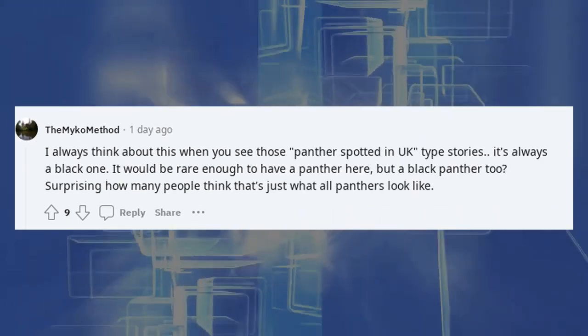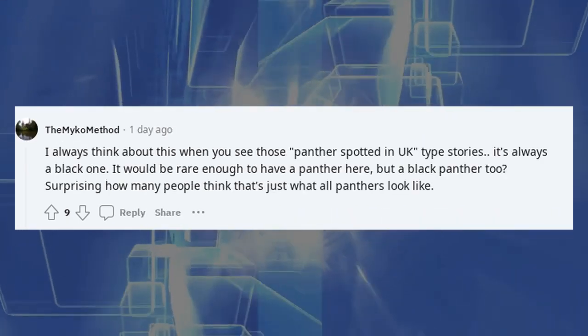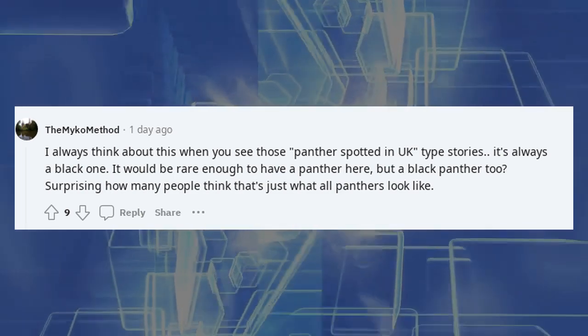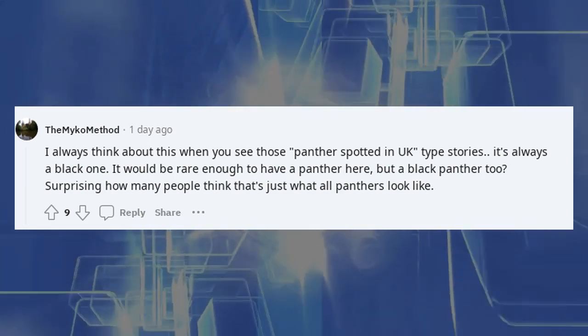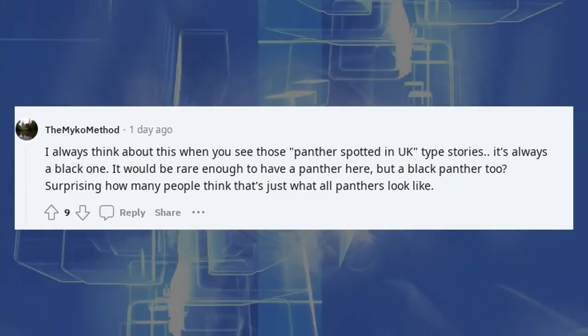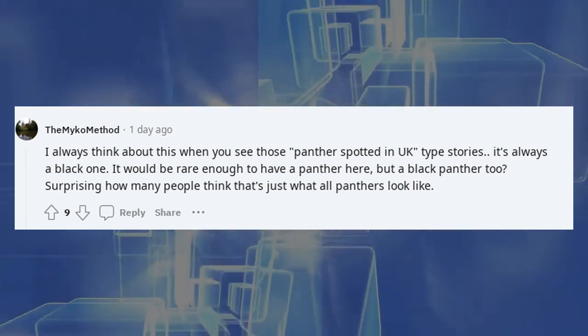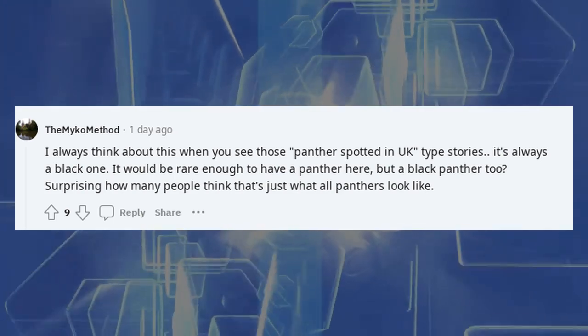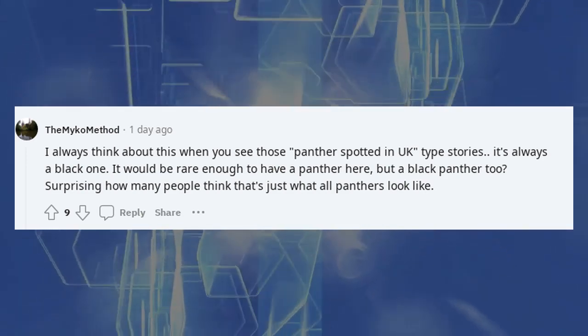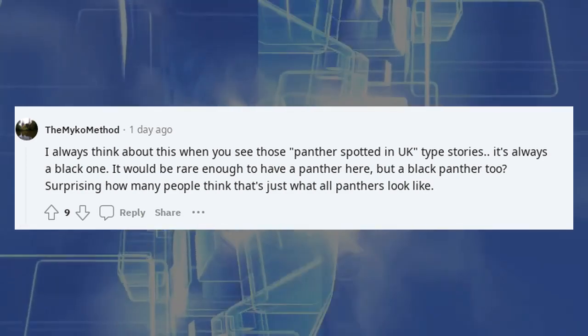I always think about this when you see those panther spotted in UK type stories. It's always a black one. It would be rare enough to have a panther here, but a black panther too. Surprising how many people think that's just what all panthers look like.